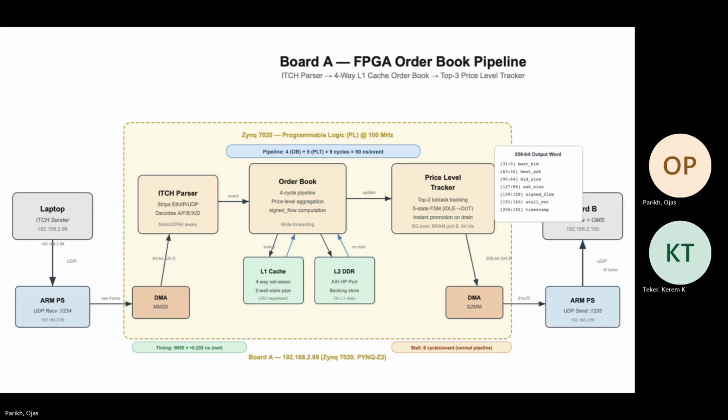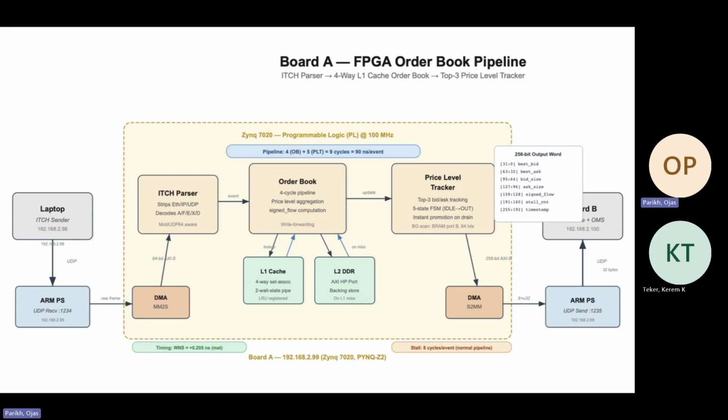Board A. Board A is responsible for turning raw market data into a clean order book that board B can trade on. Data enters as standard ITCH messages sent from the laptop over UDP to ports 1, 2, 3, 4. This ITCH data is downloaded locally on the laptop. The ARM processor receives the UDP packets and passes the raw frame through DMA into the programmable logic.